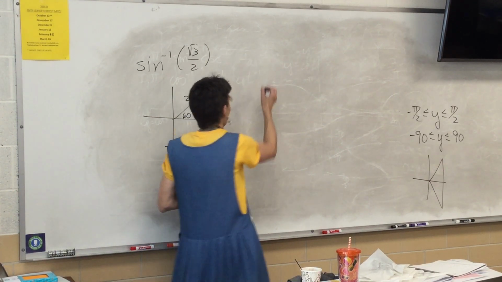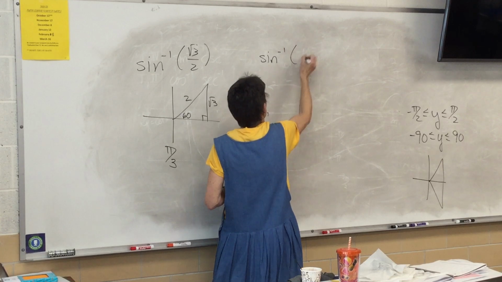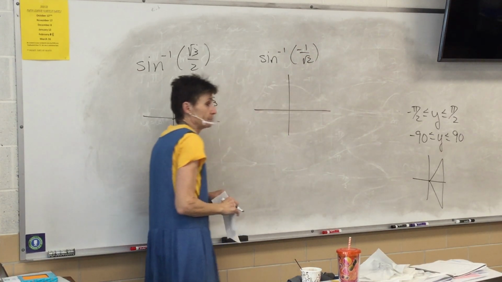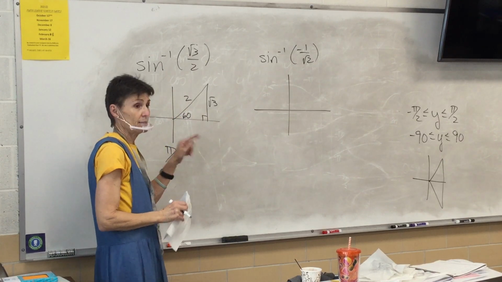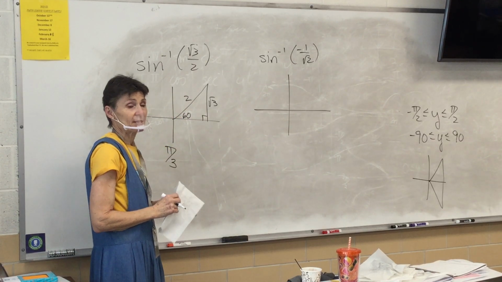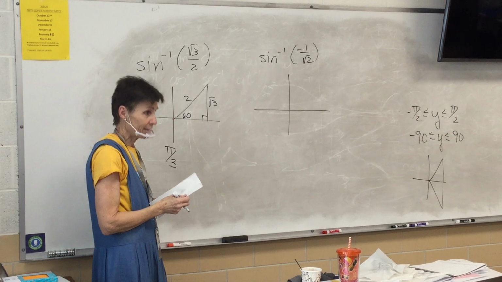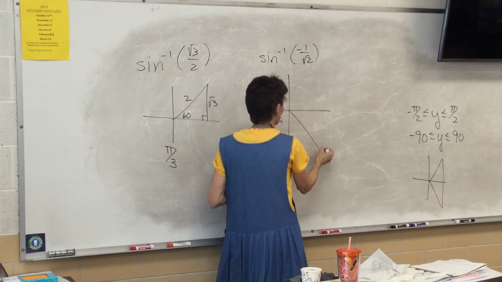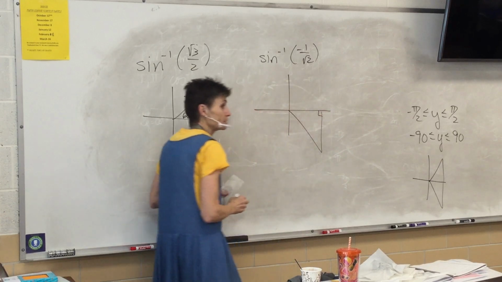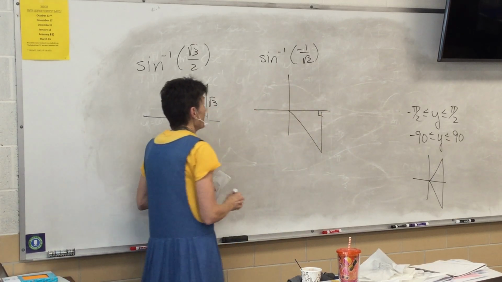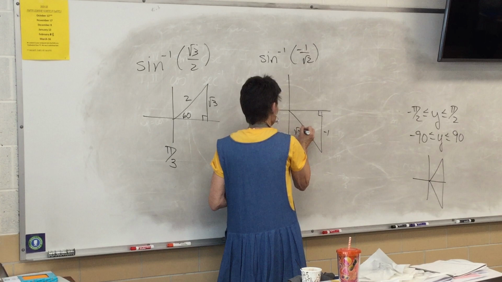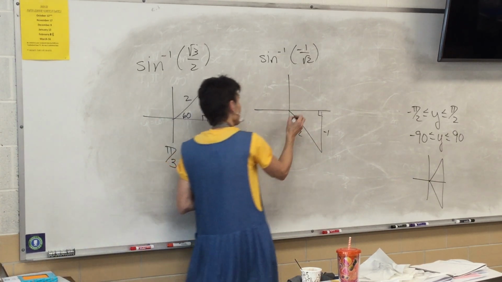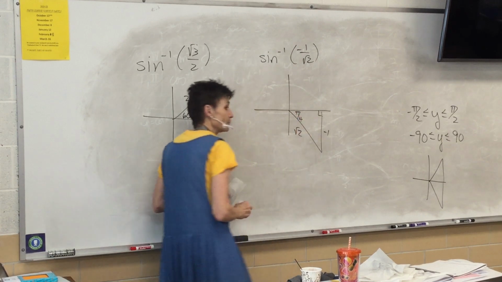The angle whose sine is -1/√2. Now, it's another sine, but this time its value is negative. So it won't be in quadrant 1, it will be in quadrant 4. And we have -1 and √2. How big is that angle? 45 or pi/4?